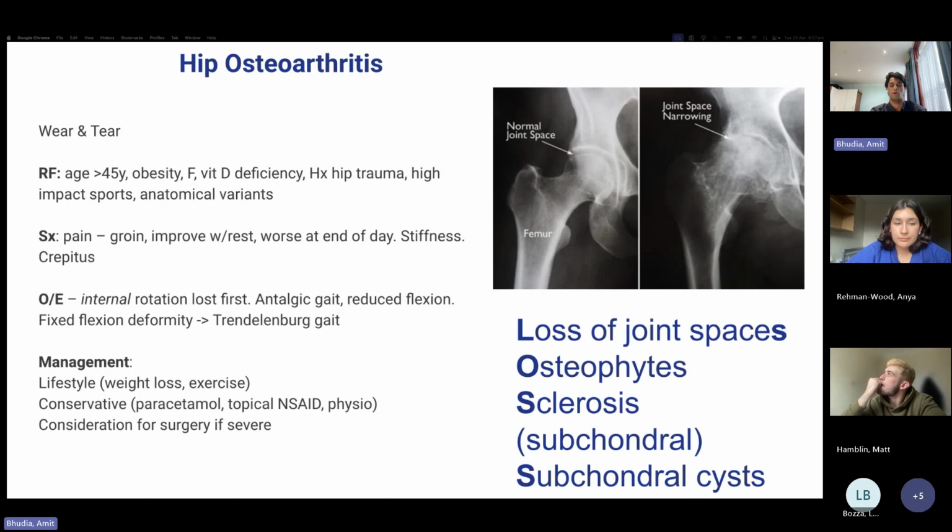And then remember your X-ray findings for osteoarthritis. So loss of joint space, osteophytes, subchondral sclerosis, and subchondral cysts. This is something they like to ask questions about in OSCEs and AKT. So I'd remember those X-ray findings.